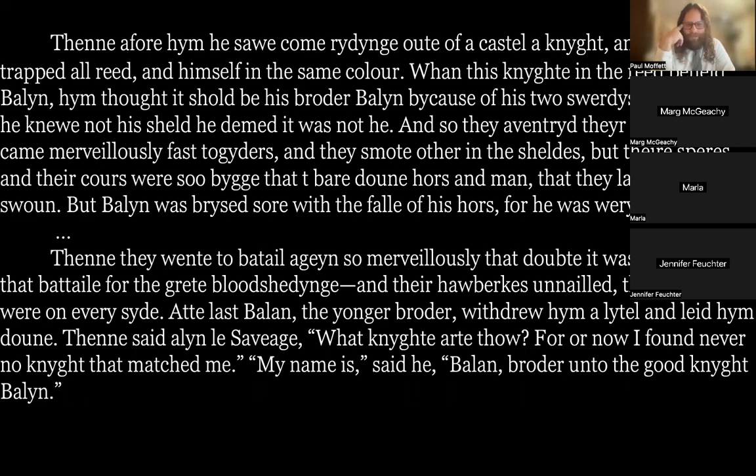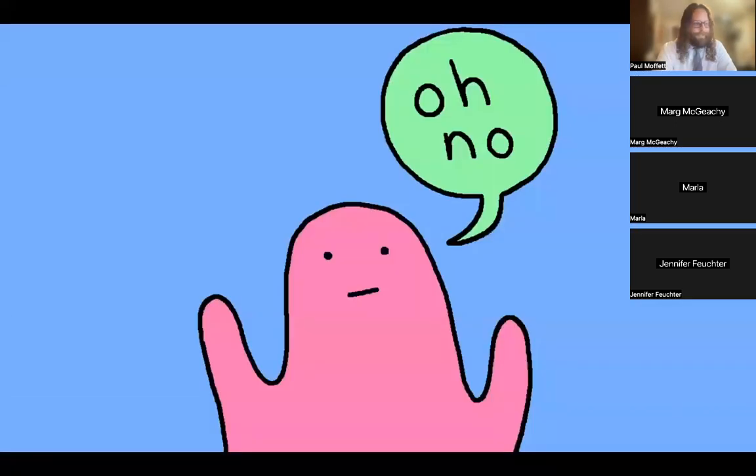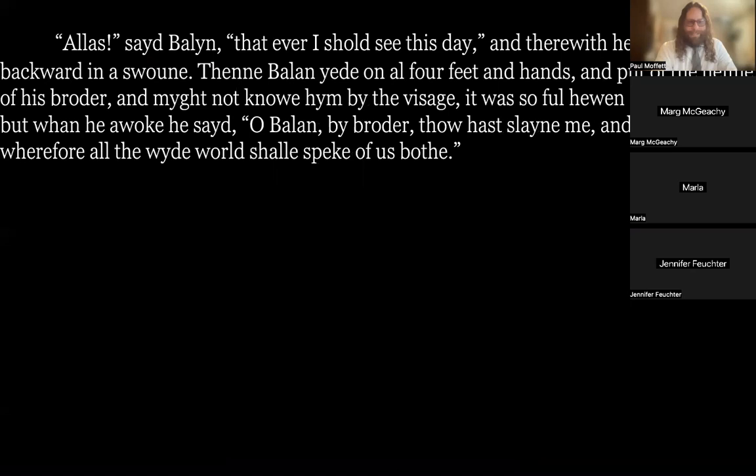Then said Balin le Sauvage, what knight art thou? For or now I never knew no knight that matched me. My name is, he said, Balin, brother unto the good knight Balin. At this point, alas, said Balin, that ever I should see this day, and he fell backward in a swoon. And then Balin yede on all four feet and hands, and put off the helm of his brother, and might not know him by his visage. It was so full hewn and bled. But when Balin awoke, he said, O Balin, my brother, thou hast slain me and I thee. Wherefore all the wide world shall speak of us both.